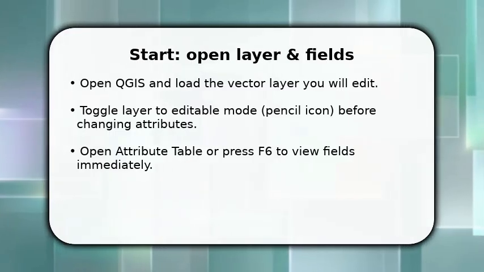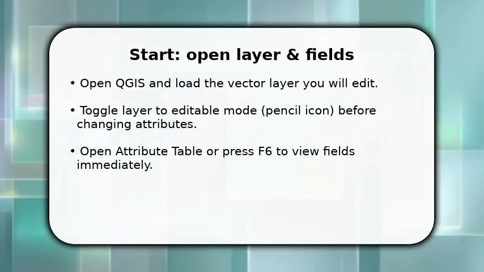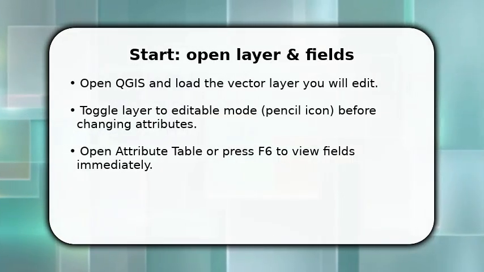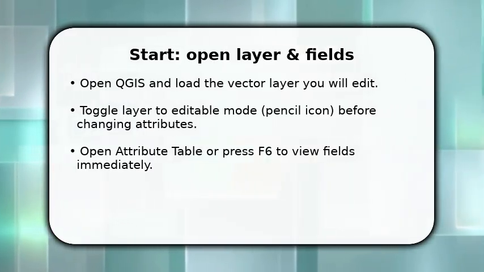You begin by loading the vector layer and making it editable. This is essential so QGIS will accept changes. Once done, open the attribute table and inspect existing fields to avoid duplicates.